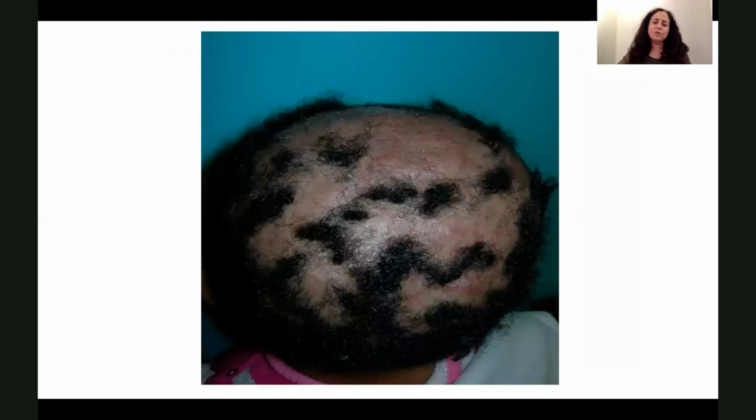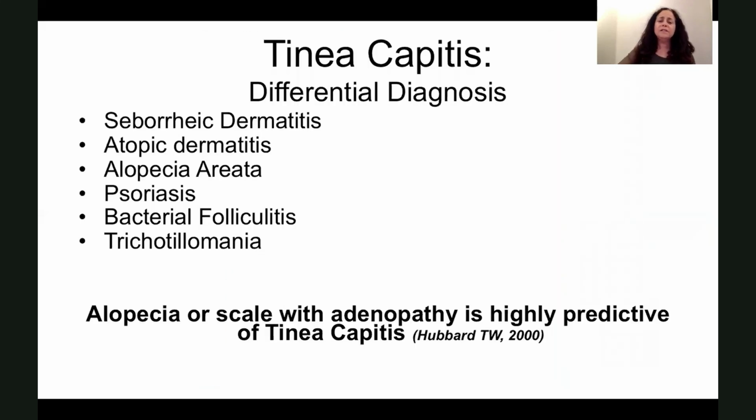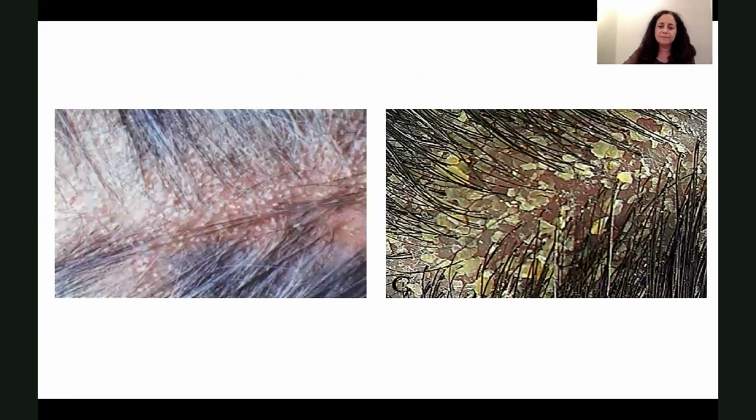And the reasons we treat tinea capitis, some people, of course, simply don't like having a scaly or an itchy scalp. It is infectious and contagious, so we want to treat it for that reason. But ultimately, we want to prevent also scarring alopecia, which, while rare, isn't reversible. The differential diagnosis for tinea capitis can include seborrheic dermatitis, atopic dermatitis, alopecia areata, psoriasis, bacterial folliculitis, and trichotillomania. I've quoted a study here, and while it's old, I think it still holds true very well, which is that alopecia or scale with substantial lymphadenopathy is highly predictive of tinea capitis.